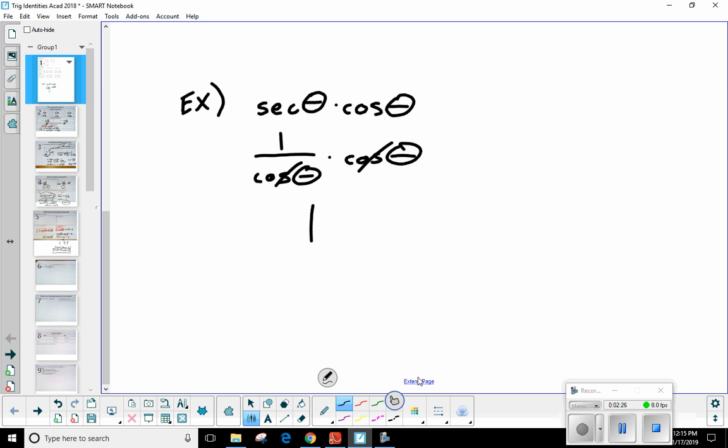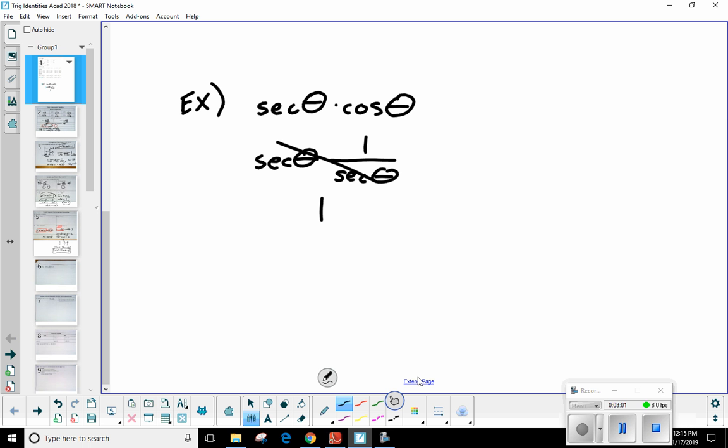Now, some of these may take some additional steps in order to get to the answer you need. Some of them are going to be just that easy. They're not going to have a whole lot to them. And remember, there's always more than one way to simplify these. I took the reciprocal of secant. Could I take the reciprocal of cosine? Yeah, which would be 1 over secant, multiplied by secant. Those are still going to cancel. You're still going to get the 1. As long as you are using those rules, you should be just fine.